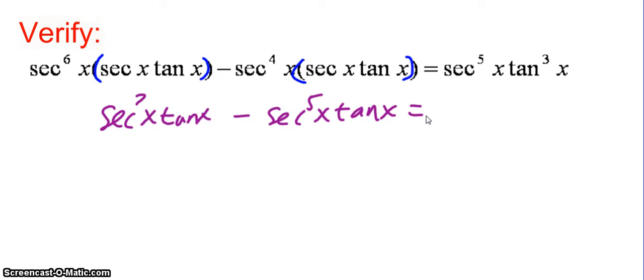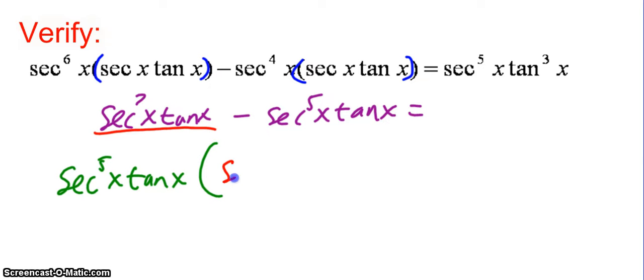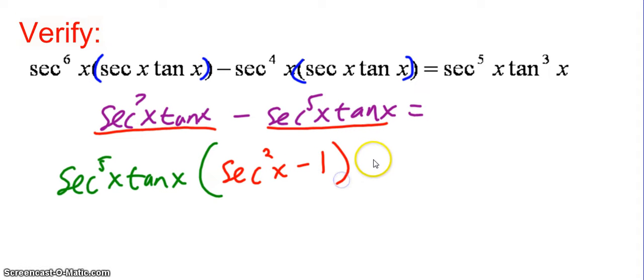So here's the algebra. Let's factor. Let's take out a greatest common factor. What's the greatest common factor? Secant to the fifth times tangent. They both have at least a secant to the fifth of x, and they both have a tangent. So I'm going to factor out secant to the fifth of x, tangent of x, and then the first term here, this becomes secant squared of x. This becomes 1.